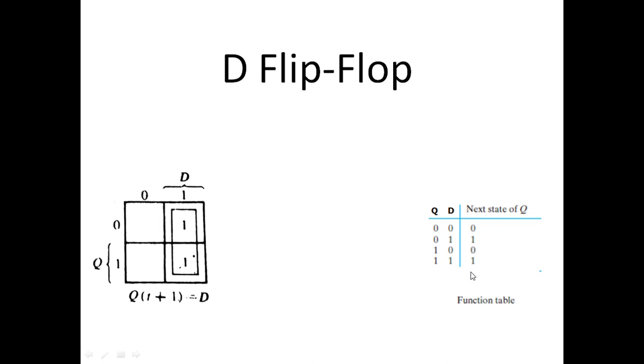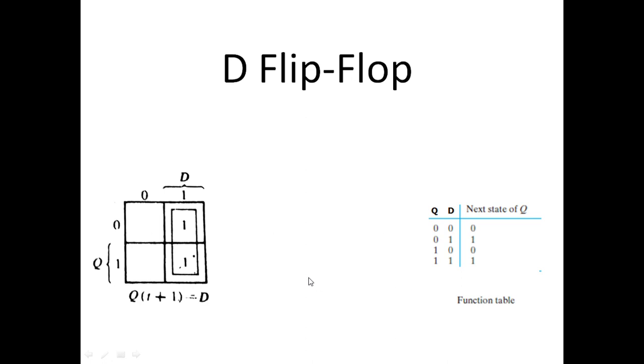These are the outputs. So minterm 0 is 0, minterm 1, yes, minterm 2 and minterm 3. So we got 2 squares with 1. By simplifying it, we get a single 2 square group. So the next state of Q, which is also represented with Qt plus 1, is equal to D. That is the simplified Boolean equation for the next state of Q.